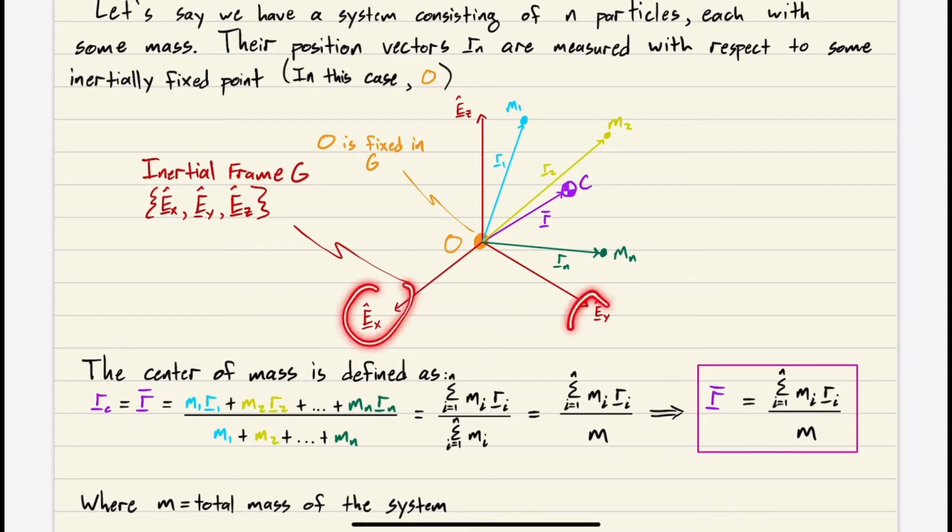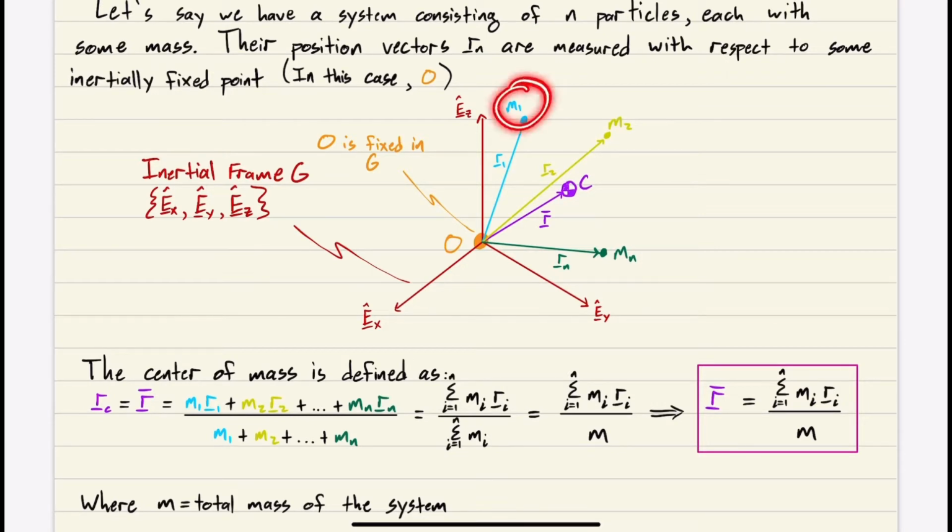And that's EX, EY, EZ. And we have this point O, this orange point O, which is fixed in G. So that makes it an inertial point because it is fixed in the inertial frame. We have all these masses that are hanging out in space, and they're located with respect to our inertial point O with their position vectors.